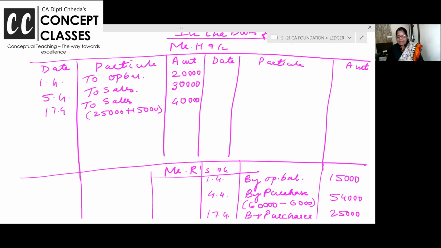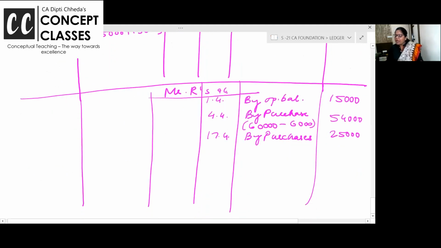S rejected 10% of R's goods. Okay. How many goods have we purchased from R? 54,000 on 4th of April. So read it. S means Sagar. Sagar has rejected 10% of the goods purchased from R on 4th of April. Clearly they are saying which goods are rejected.